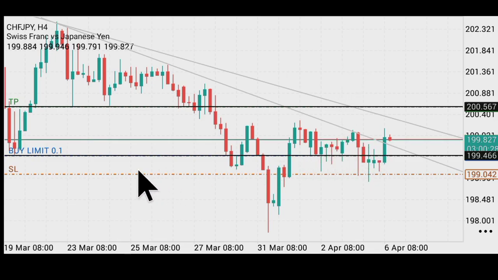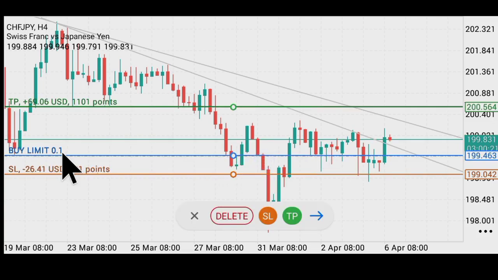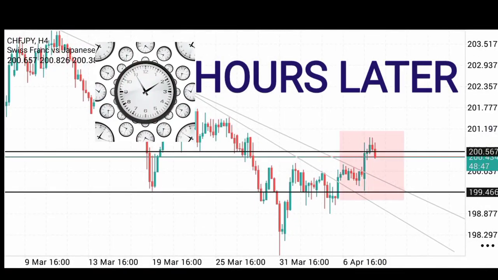So right now we can see that the order is set, and here is the order. A 0.1 lot size of CHF JPY to be bought right at this level, and then the stop loss is below that level, and that stop loss will be minus $26, and the take profit will be the next key level, which will be giving us $69. And you can see that the risk reward ratio is more than 1:2, close to 1:3. That is exactly how you can identify the best points to take a trade in any market.